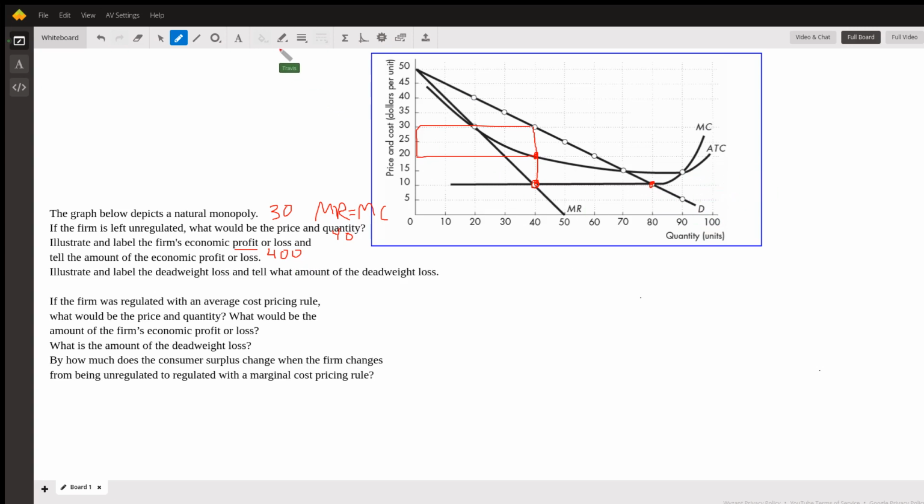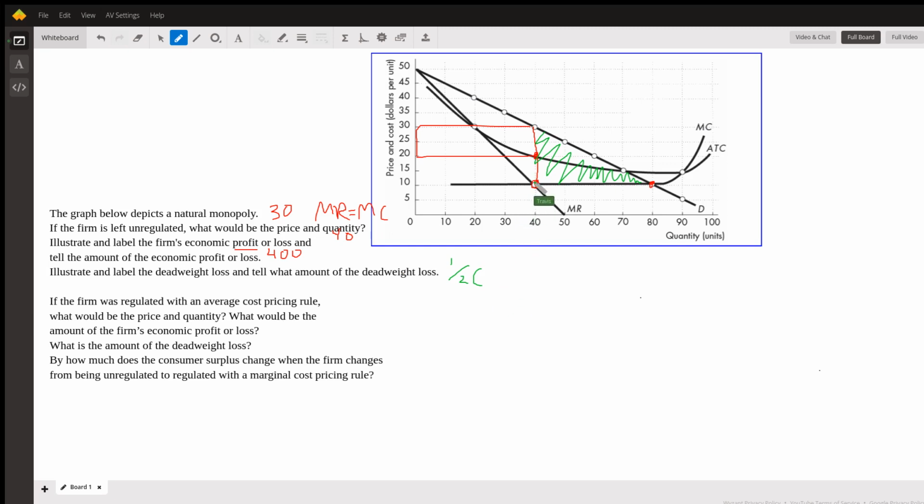And then the deadweight loss is the difference between marginal cost and demand, sometimes called allocatively efficient or the societally optimal, and what's actually being produced. So it's going to be this green shaded triangle right here, all the way down there. That's the deadweight loss. So you would just label that green triangle right there.